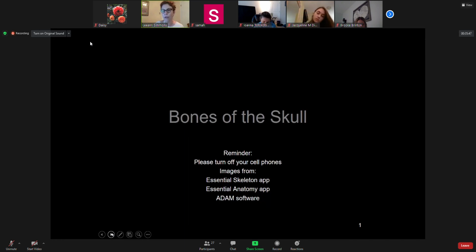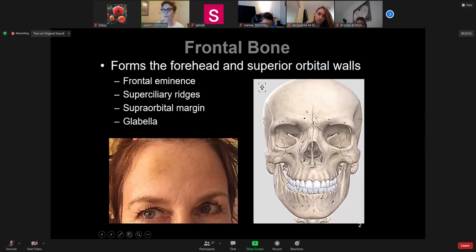So you may recognize some of these. Okay, we already talked about the forehead. The frontal bone forms the forehead region and also the superior walls of the orbits of the eye here. Okay, so it forms the ceiling. This process of the frontal bone forms the ceiling or roof of the orbits of the eye.